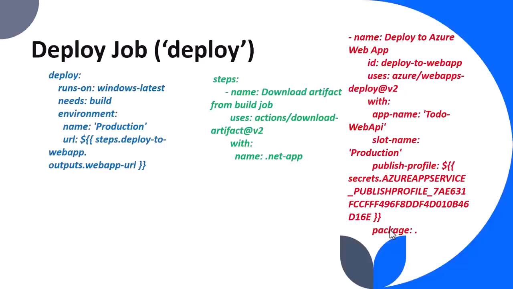So this workflow automates the build and deployment processes, ensuring that your app is automatically deployed to Azure web app when changes are pushed to the master branch. It's a great setup for achieving continuous deployment to Azure. Okay.